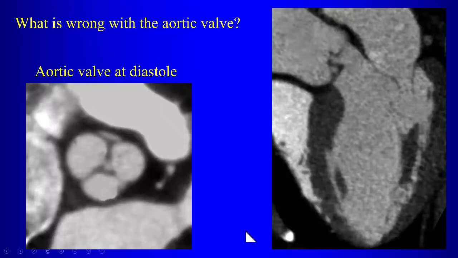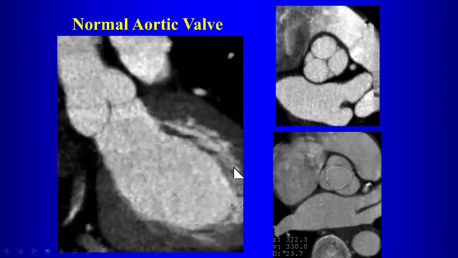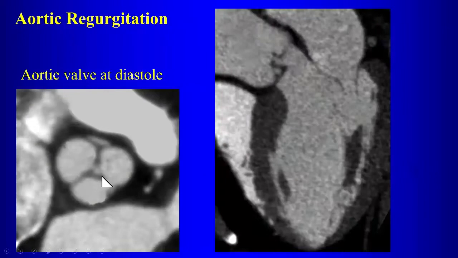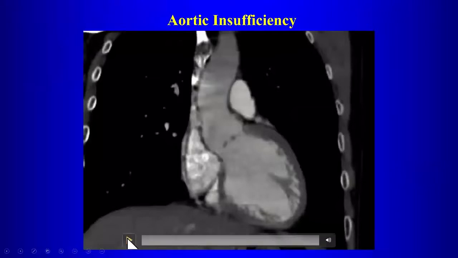For stenosis, we look for narrowing during systole, but for regurgitation, the valve should close completely at diastole. If there's still an opening in the aortic valve in diastole, then the patient has aortic valvular regurgitation. The normal aortic valve on CT should be completely closed in diastole and open normally at systole. If there's any opening on your diastolic images or end diastole images, you worry about aortic valve regurgitation. So here, there's opening in the aortic valve, so we would worry about regurgitation.